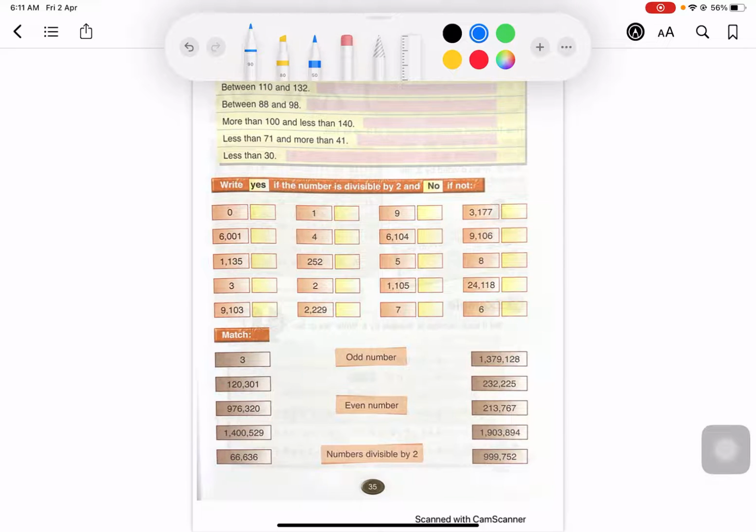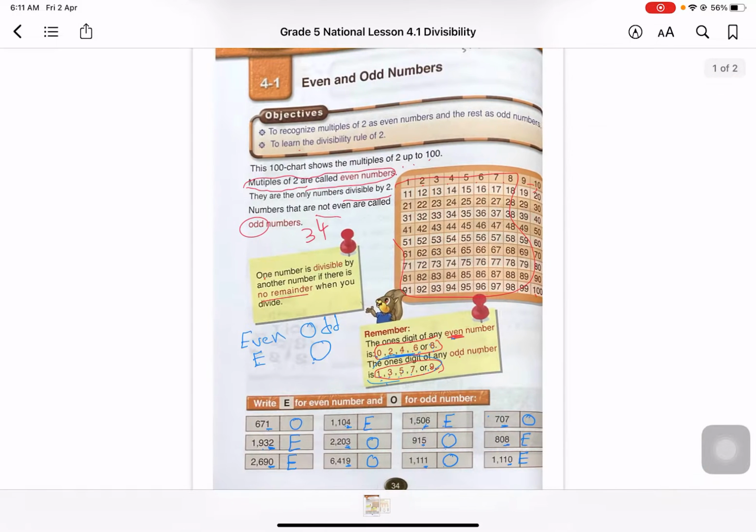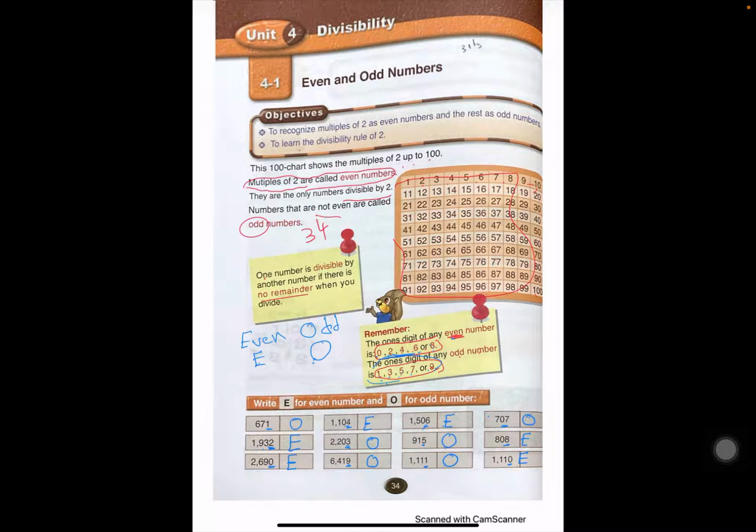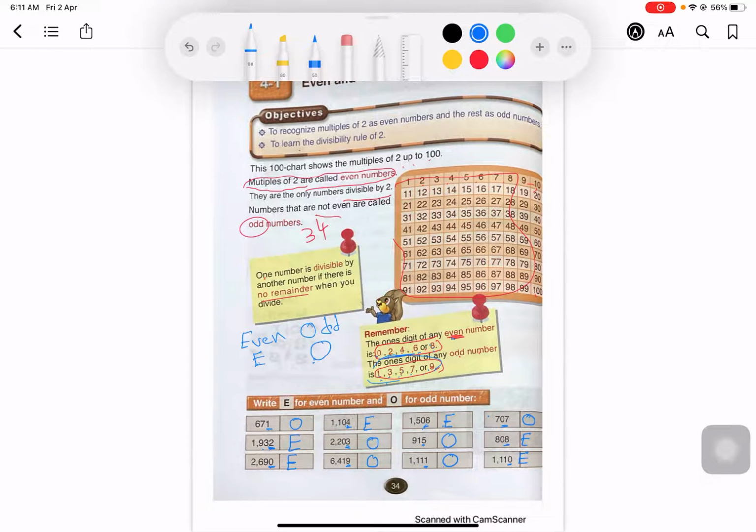Now, in page 35, also this part, write yes if the number is divisible by 2 and no if it is not. If we notice that here, if the number is odd, it is not divisible by 2. So I will put here cross, it's not divisible by 2. Even, yes, it is divisible by 2.